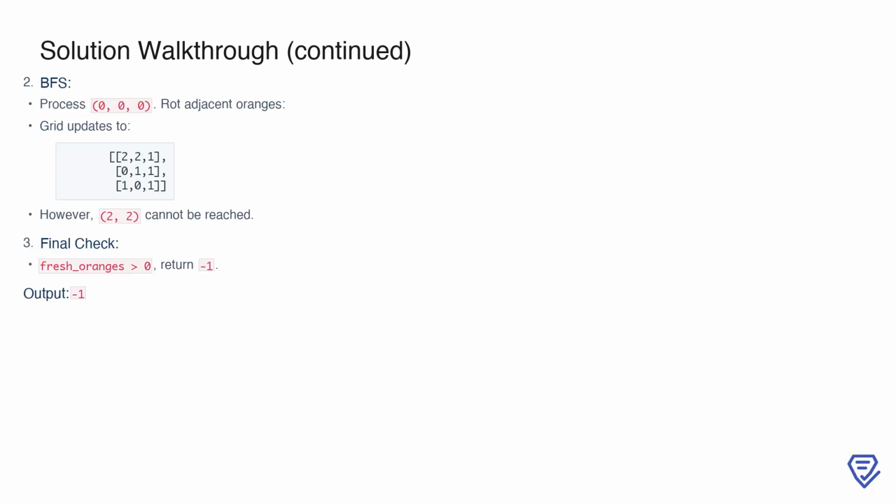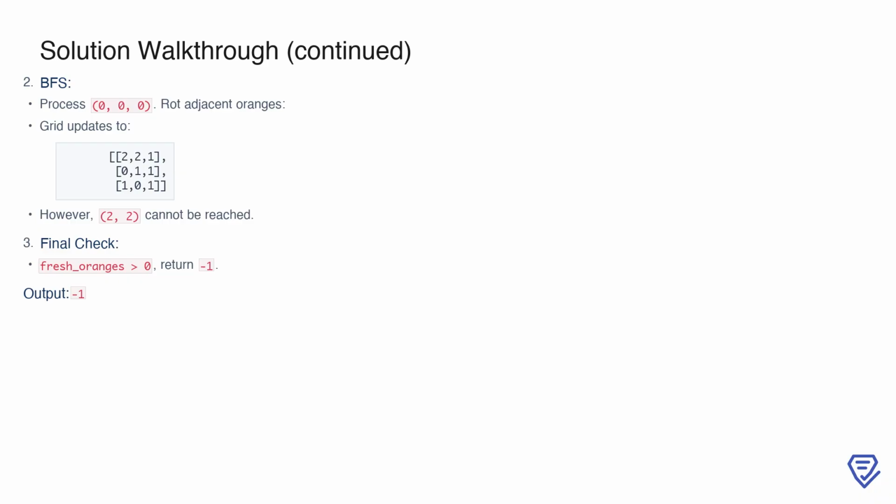In the third example, not all oranges can rot because some fresh oranges are isolated. During initialization, we find 1 rotten orange at 0, 0, which is added to the queue, and 5 fresh oranges. The BFS starts by rotting adjacent oranges, updating the grid. However, certain fresh oranges, like the one at 2, 2, are unreachable due to obstacles or being surrounded by empty cells. After BFS, the fresh orange counter is greater than 0, indicating that not all oranges could rot. In this case, we return -1 as the output to signify that it is impossible to rot all the oranges in the grid.